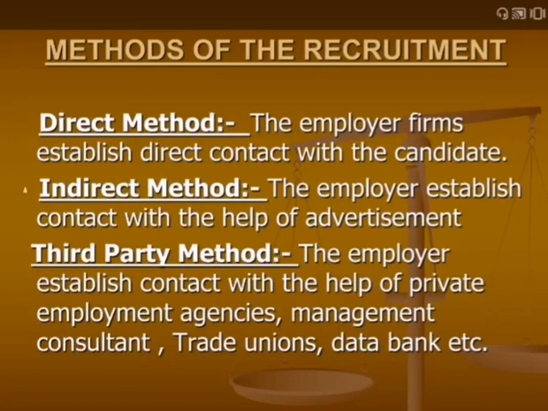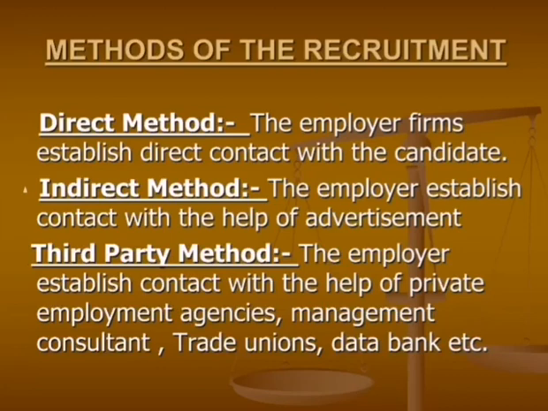Now come to the methods of recruitment. There are three main methods of recruitment process. The first is direct method, second is indirect method, and third is third party method. In the direct method, the employer firms establish direct contact with the candidate. Yes, in this method, the representatives of the organization are sent to the potential candidates in the educational and training institutes. They establish contact with the candidates seeking jobs. The representatives work in cooperation with the placement cell in the institution.